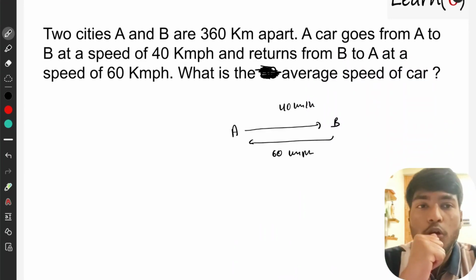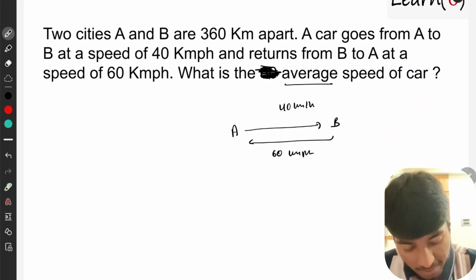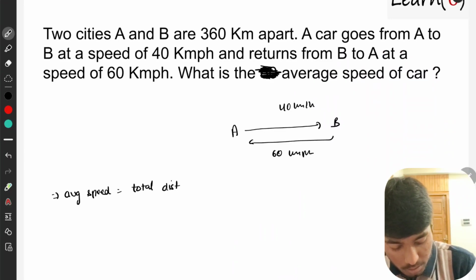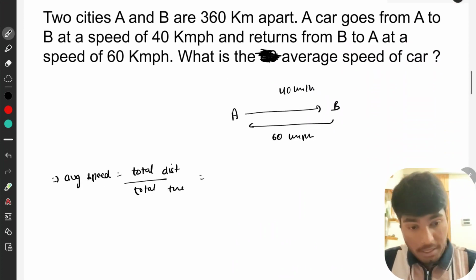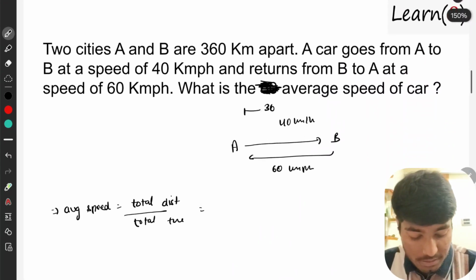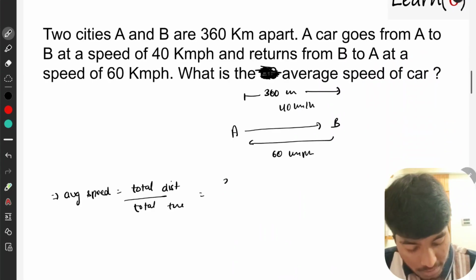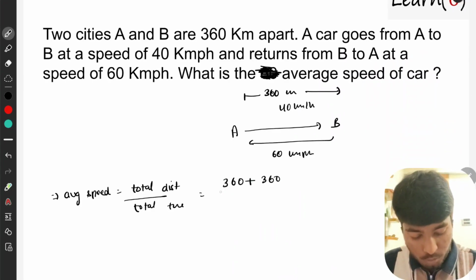Now how to solve this question? Think about this. The question is asking me the average speed. So what is the value of average speed? Average speed is equal to total distance upon the total time, right? Perfect. Now how to find the total distance? It is given that the distance here is 360 km apart. So can I say that the total distance is 360 km to go and 360 km to return?